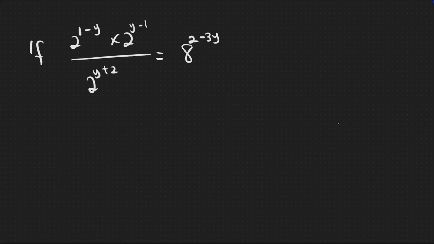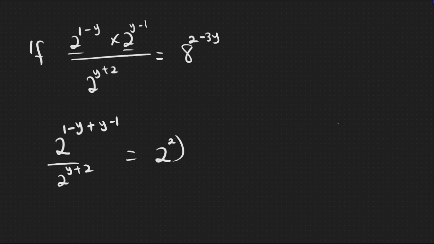Equate everything, let's make every base 2, since the smallest base here is 2. How can we do that? Remember that these ones have the same base, so we can add the powers, giving us 2 raised to the power 1 minus y plus y minus 1 over 2^(y+2) is equal to, now 2 raised to power 3 will give us 8, so 2 raised to power 3 into 2^(-3y).